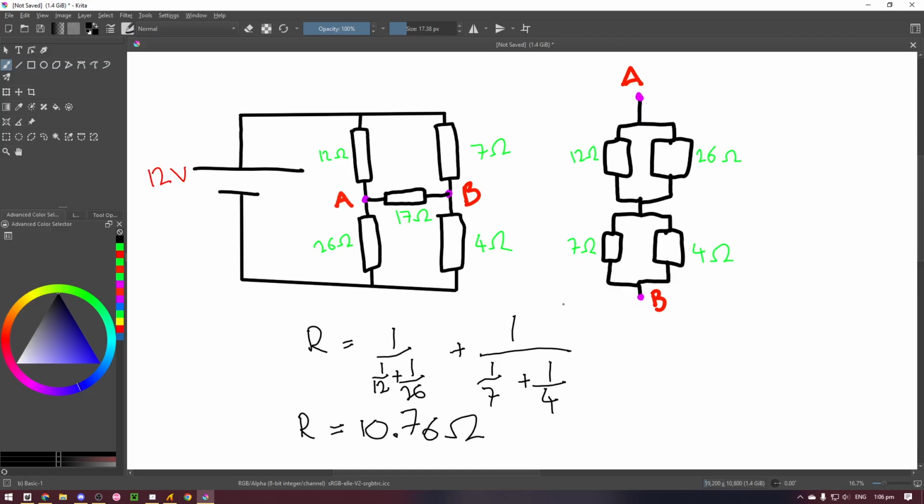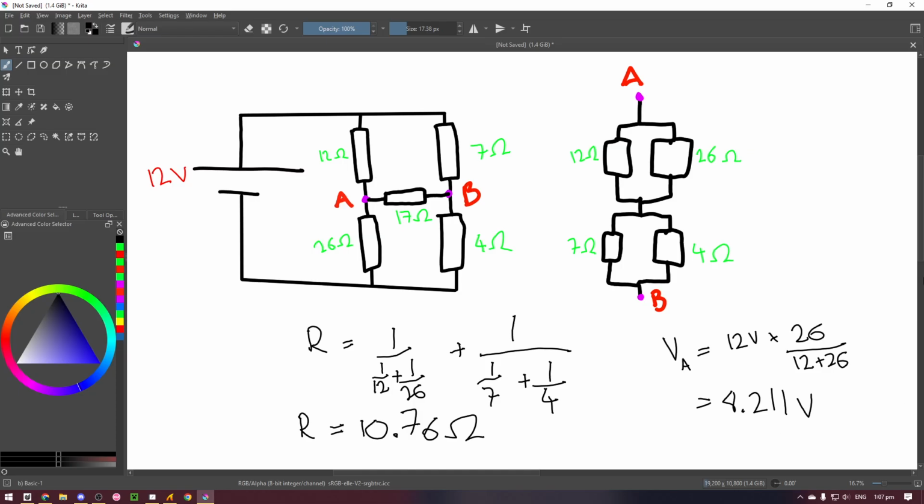I'm keeping this full value in my calculator in order to make sure we don't have any rounding errors. Now we want to find the equivalent voltage source. So we can find the voltage at A, which is going to be the voltage over this resistor. Voltage at A is 12 volts times 26 over 12 plus 26, which is 8.211 volts. Again, still in my calculator.